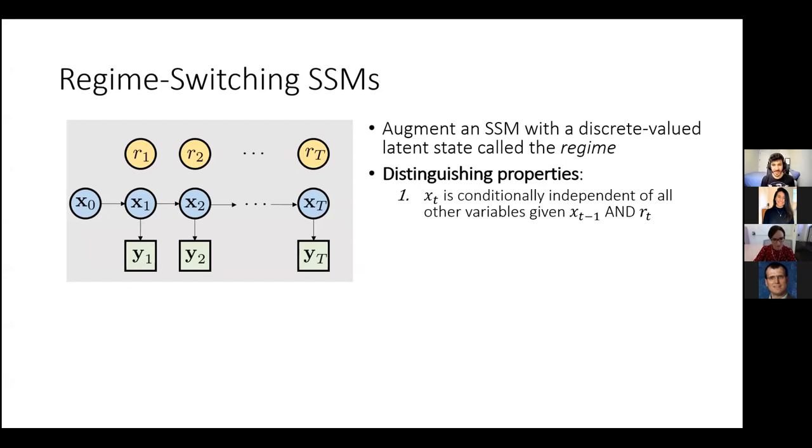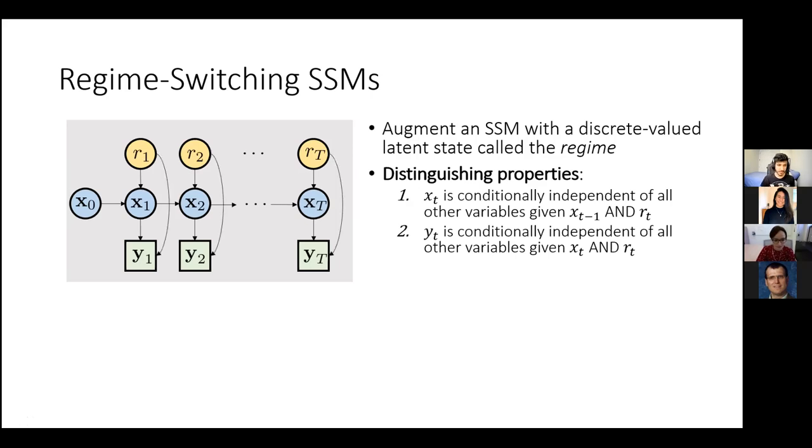The first is that X of T no longer is conditionally independent of all other variables given its previous value and its current regime. So I'm now drawing the arrows connecting the dependence between the regime and the states. So now you can tell X1 actually depends on R1 and X0, for example. The other property is that YT, or the data, is also dependent on the regime. So we draw arrows showing the relationship between the regime and the data. And then lastly, in general, the regimes themselves may depend on the history of the whole regime. So they're also connected in this sort of way.